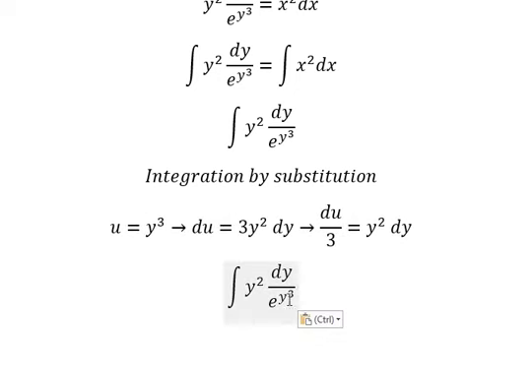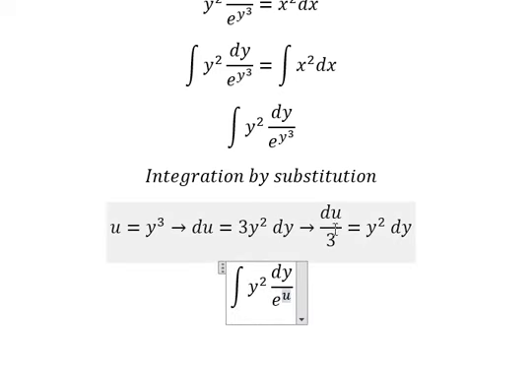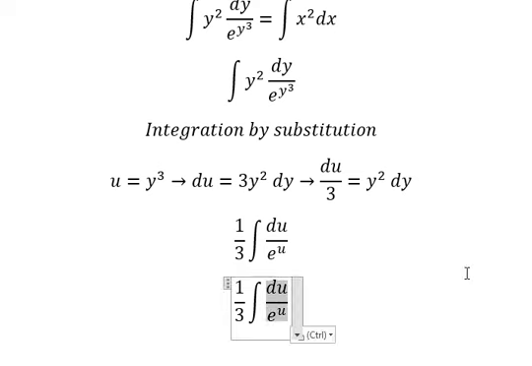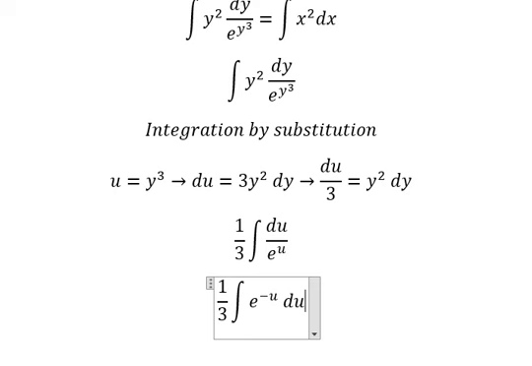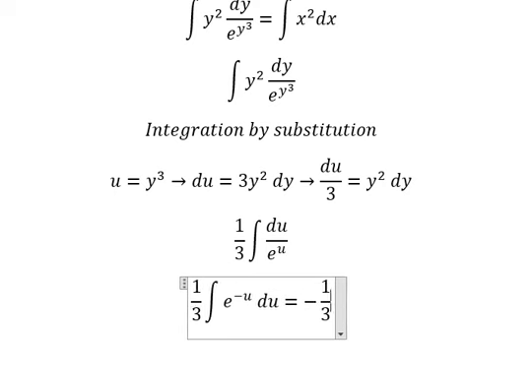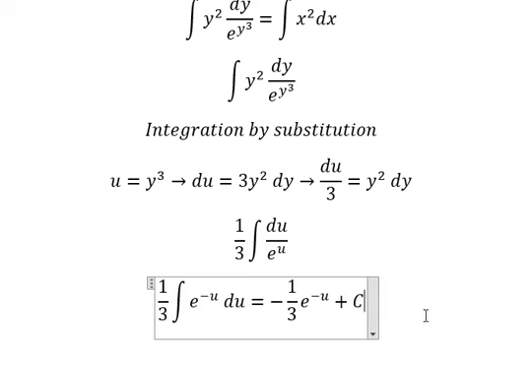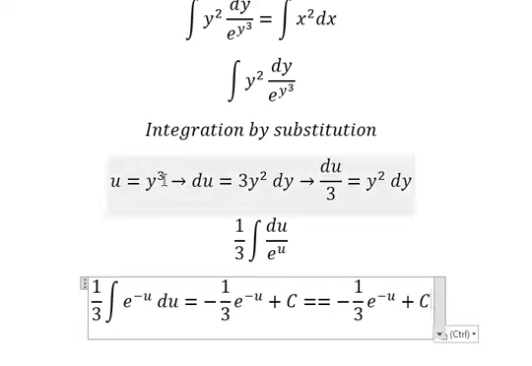Next, this one we change by u. Y squared dy we change by this one. Next, this one is e to the power of negative u. The integration of this one, we have negative 1 over 3 e to the power of negative u, and I will put c. About u, that is this one.